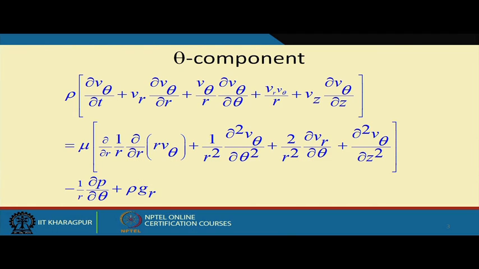So, we can write the remaining 1 by R del P del theta plus rho G R. Now, here this will be rho G theta, as I said that there will be some mistakes. So, here it should have been rho G theta, right.